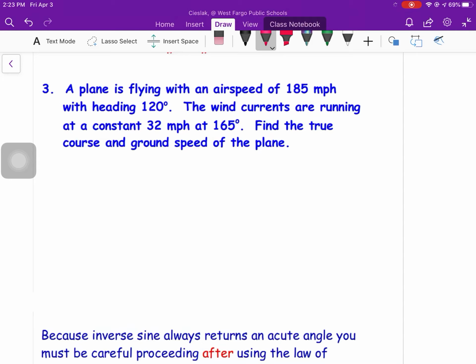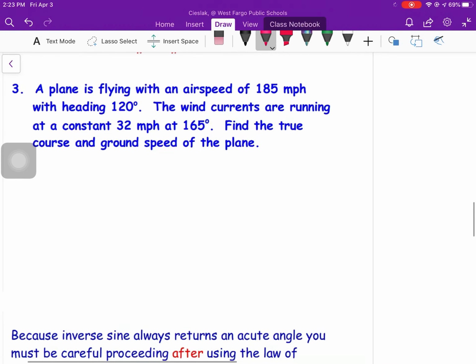Okay, guess what? They're back. Heading and bearing problems, and here's the horrible news is that we can't just assume they're right triangles anymore, because they're not going to be right triangles.